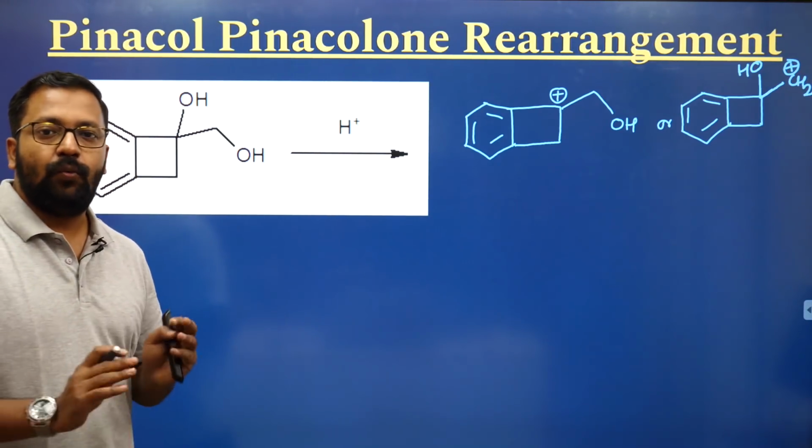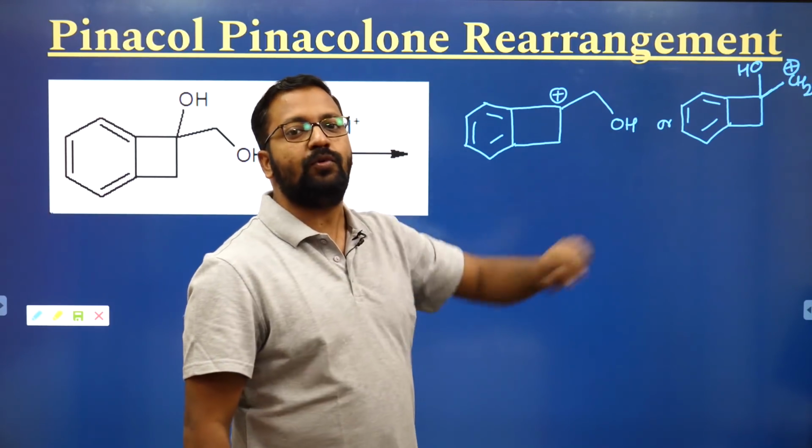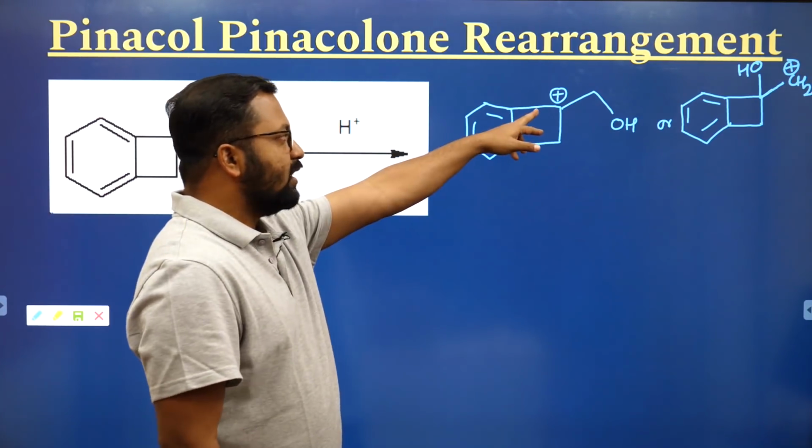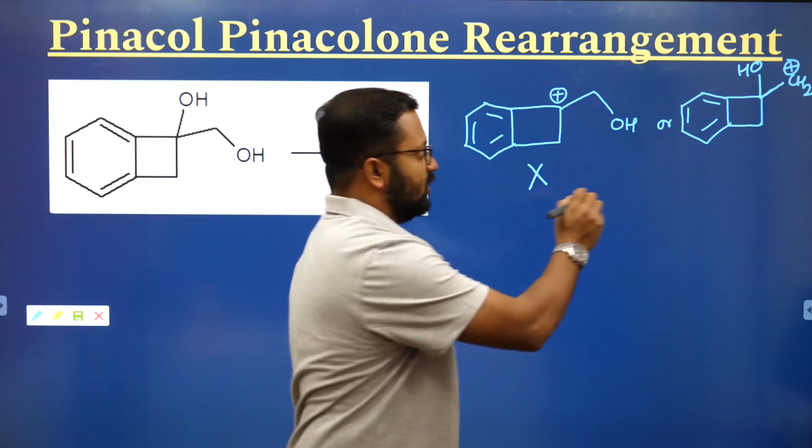Now tell me something, which is a more stable carbocation? Is the left one more stable or the right one more stable? It's very easy to identify. Positive charge on the ring is not stable. This will not be formed. This will be formed.